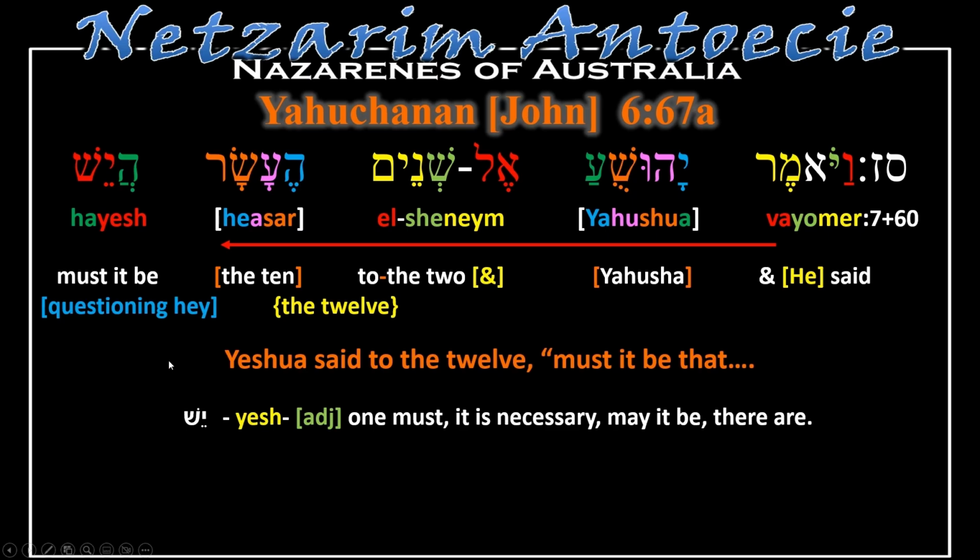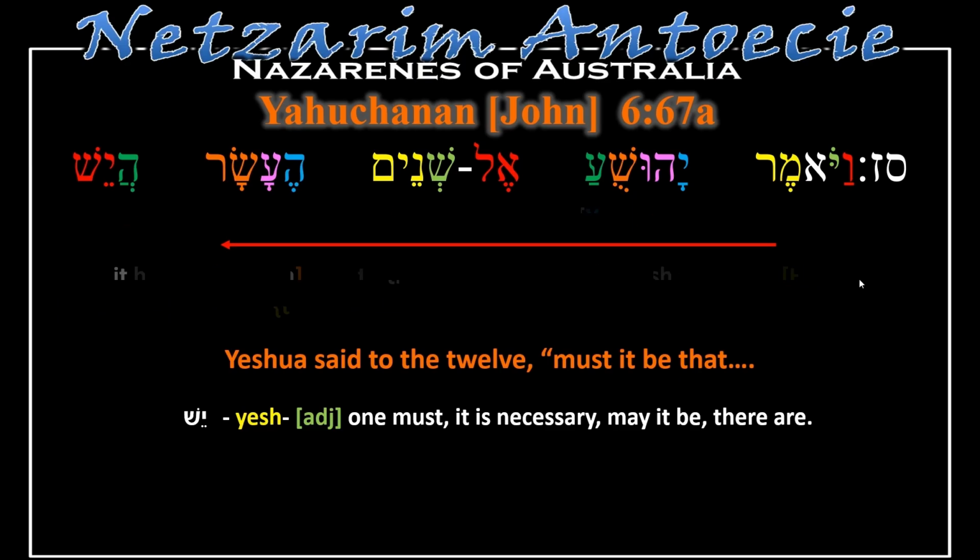So here we're continuing on from the difficult words that Yeshua was speaking about eating his flesh and drinking his blood. And so therefore many disciples have left him. So he's asking that same question to the 12. Yeshua said to the 12, must it be that? And I've given you the meaning for yesh as an adjective which means one must, it is necessary, may it be, there are. And so we'll just quickly read that.